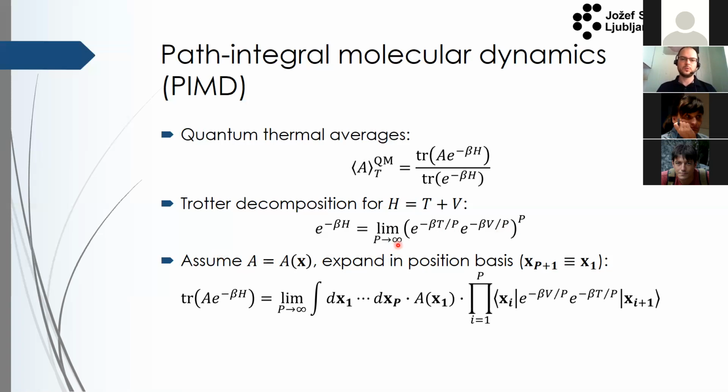And we then plug this in to our traces above. If we assume that the observable that we're interested in depends only on position, this is not strictly necessary, but it simplifies things, and expand everything in a positional basis, then we get the following equation. So some kind of multiple integral times the observable at some point, times some matrix element of these two exponentials. The advantage here is that the two exponentials are separated, and these matrix elements are exactly known. They don't have to be approximated. The only approximation is that P must go to infinity for this to become completely exact.